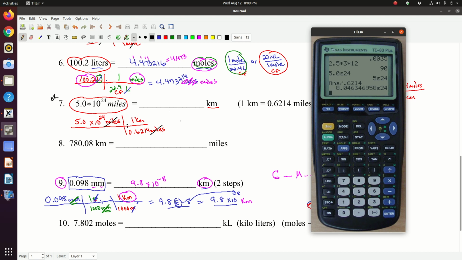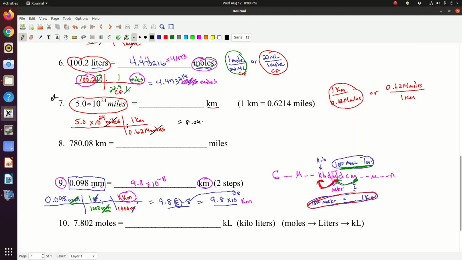So I'm going to put that 8.046 times 10 to the 24. I always put more significant figures than I need. You don't know sig figs yet, but in this case we only need 2 of them. So I'm rounding it to 8.0 times 10 to the 24th. Kilometers is my unit. So that's what would go here, 8.0 times 10 to the 24th.